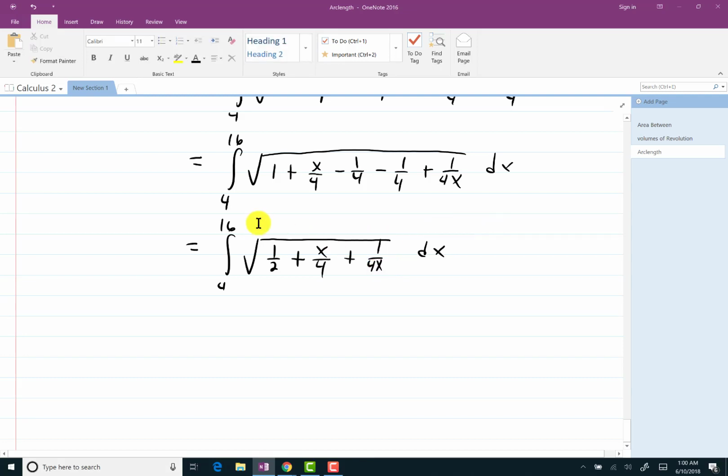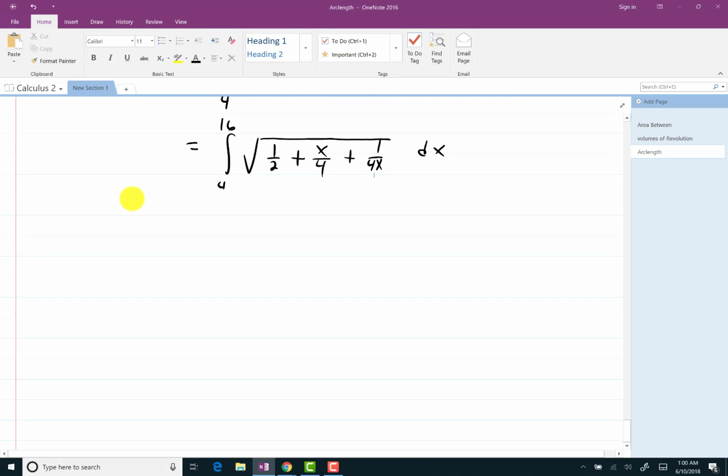Now, I know of several different things that I could do to speed up things, but I'm going to go in a process that is very basic and elemental. What I'm going to do with these fractions is simply get a common denominator for all of them. What would be a common denominator? Well, 4x will work. It would be easy to make all of them over 4x. So I get the integral from 4 to 16. If I make this over 4x, I'm going to get 2x over 4x. Then x squared over 4x, and then plus 1 over 4x.